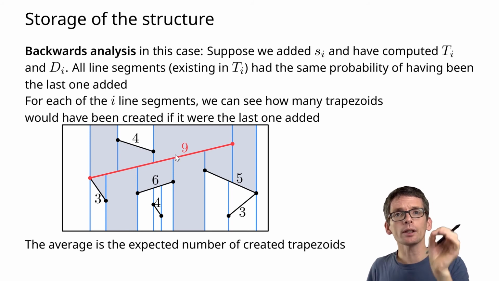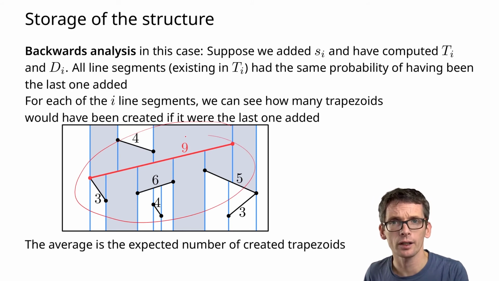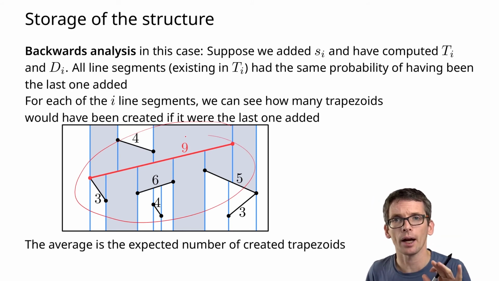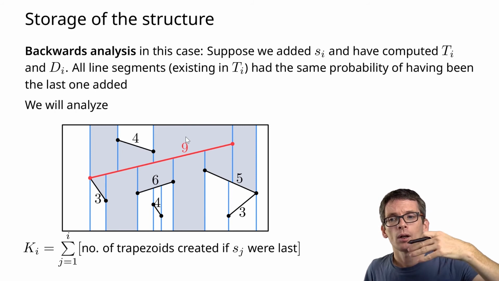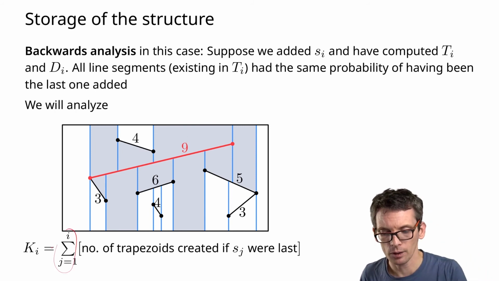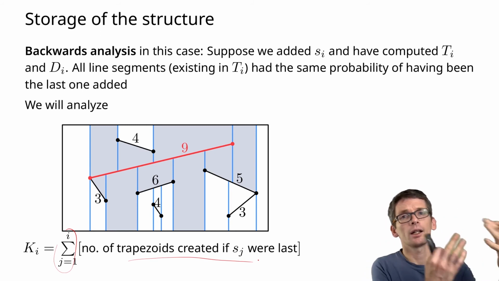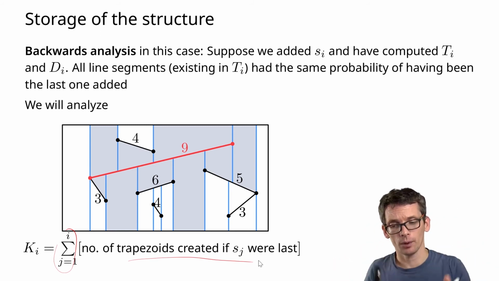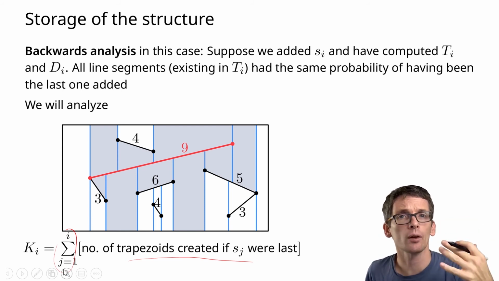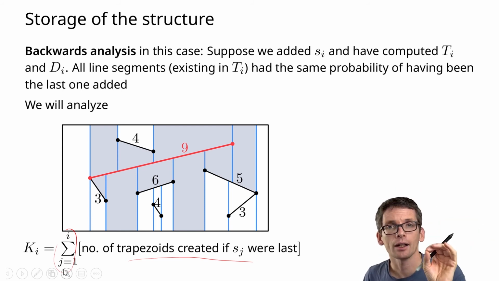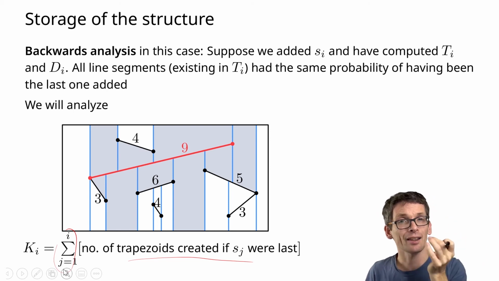So the quantity that we're going to analyze is the sum of all of these numbers, and then afterwards we can divide it by i. So Ki will be the sum over all segments of the number of trapezoids that would have been created if the segment Sj, because the sum goes over j, would have been the last. And now comes the main trick, and that is the following.